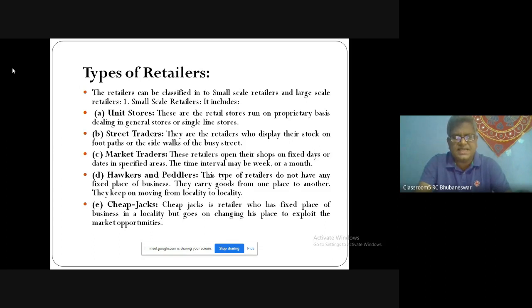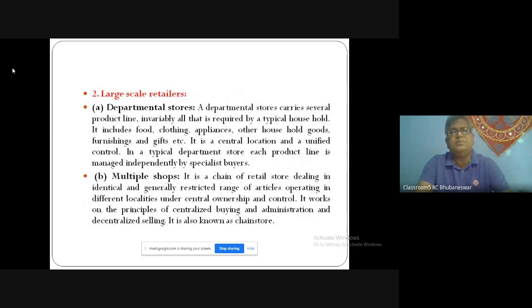Another type is cheap jacks. Cheap jacks are also called retailers. They sell at cheap prices; cheap means sasti. It means someone who has a fixed place of business in a locality. You look at any marketplace, and you see different marketing opportunities created by these small scale retailers. But my dear student, if you talk about large scale retailers, that is called a departmental store.